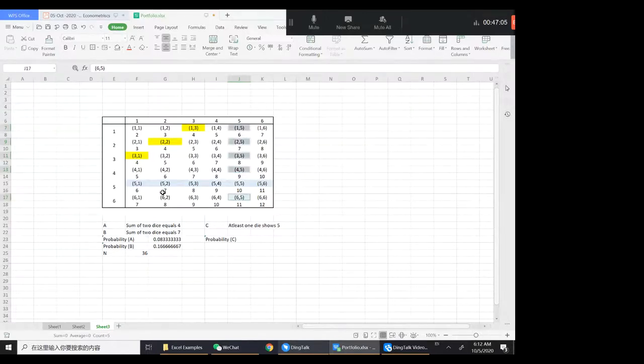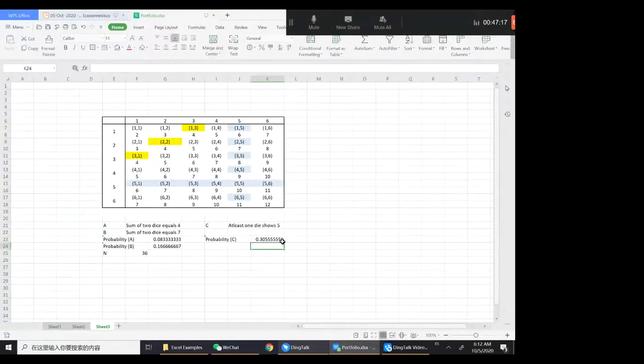So how many numbers? 1, 6 is here, 7, 8, 9, 10, 11. So the probability is 11 by 36. So this is about a 30% chance that I will have a 5 on one die. And if I do 1, there is 6 here, and 1, 2, 3, 4, 5, 6, 5 again, 11. So that's how we calculate with the discrete form.